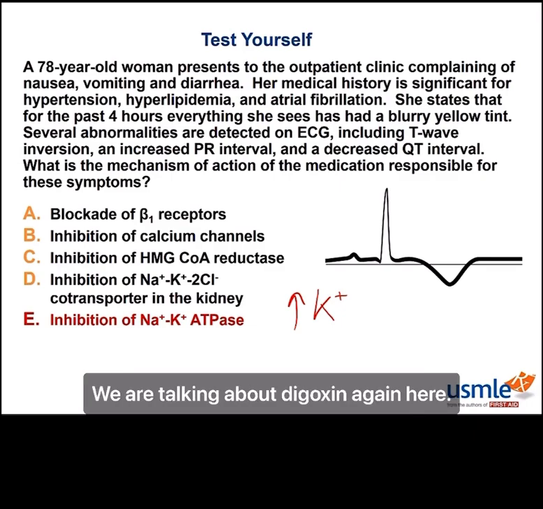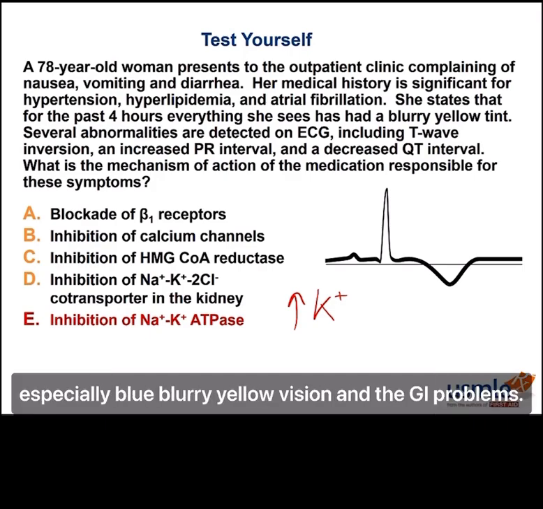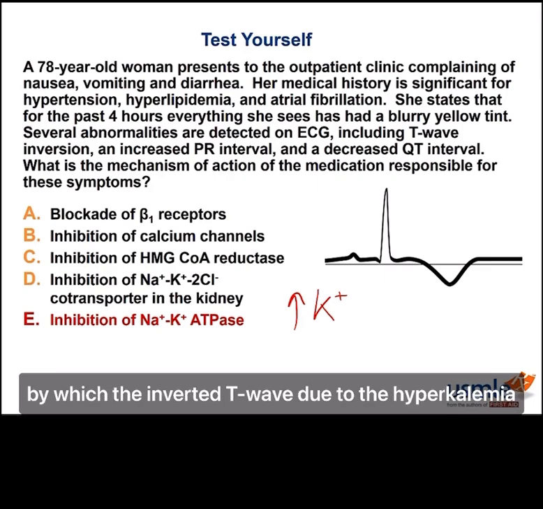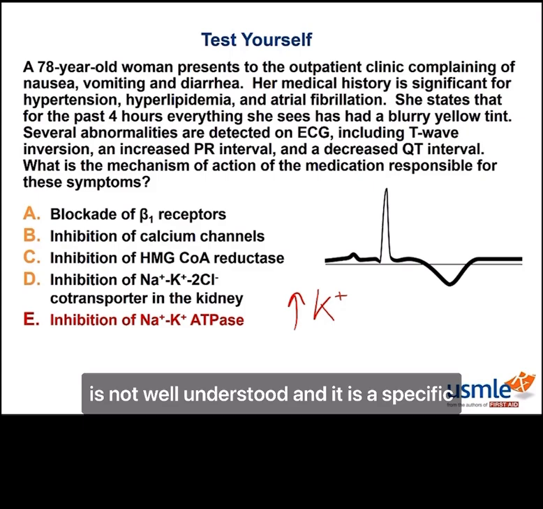We are talking about digoxin again here. All of the side effects listed on here should be making you think digoxin, especially blurry yellow vision and the GI problems. It should be noted, however, that the mechanism by which the inverted T wave occurs due to the hyperkalemia is not well understood, and it is a specific and unique finding to digoxin toxicity.